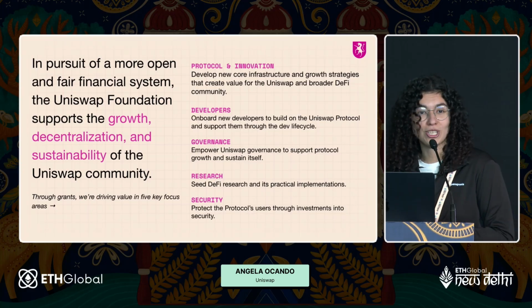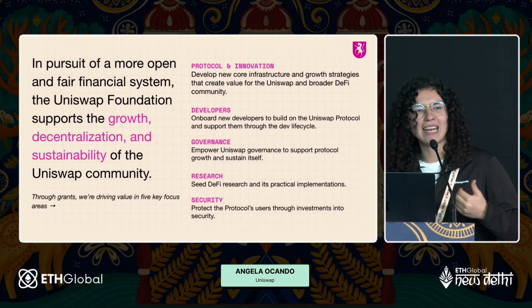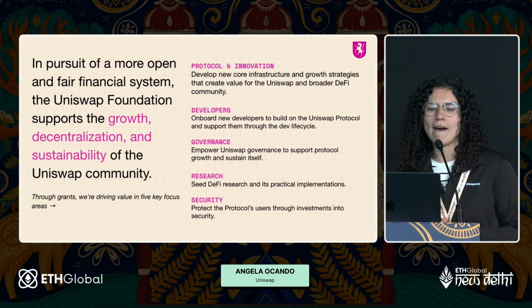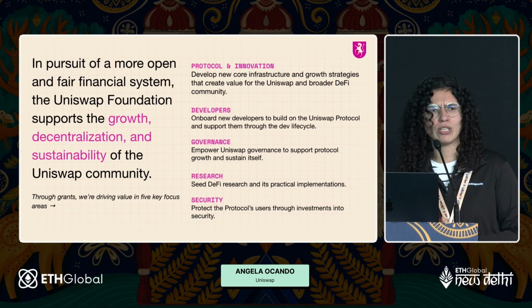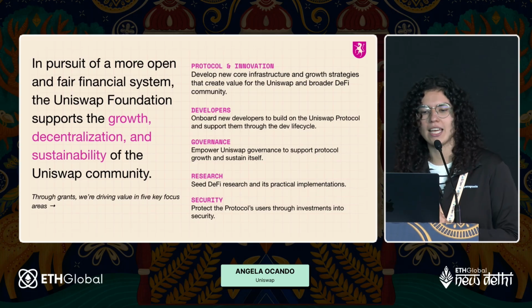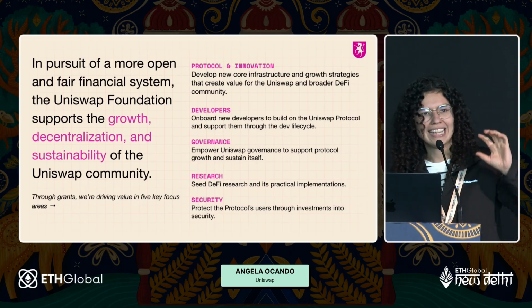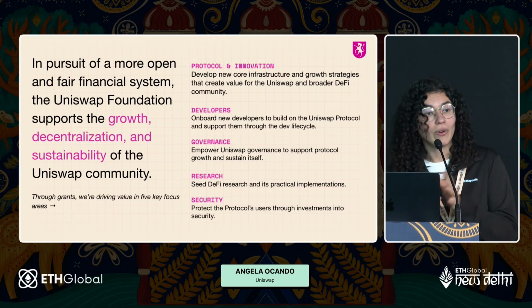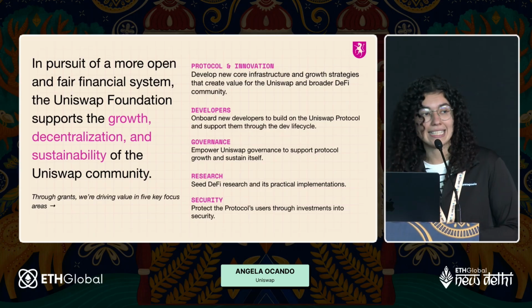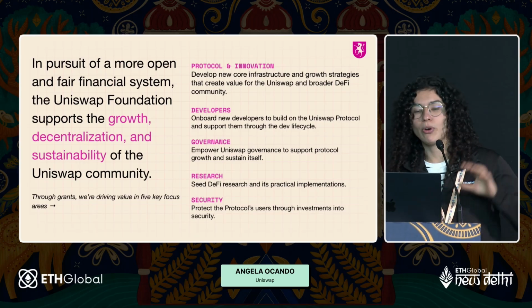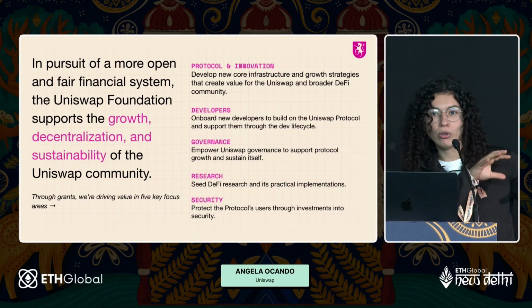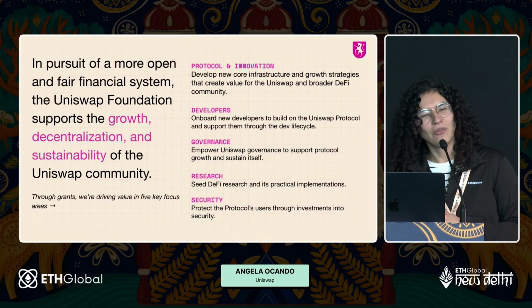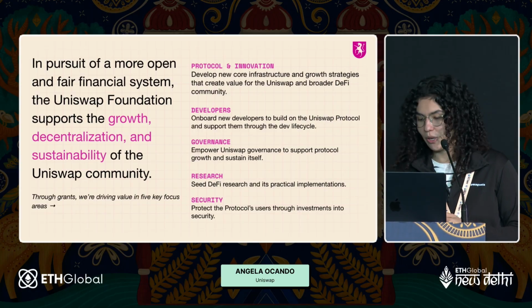Let me first introduce you to the Uniswap Foundation. My name is Ocando, and along with my colleague Dayitva, we work at the Uniswap Foundation, which basically supports the growth, decentralization, and sustainability of the Uniswap community. Through our grants and other incentives and initiatives, we support 5 key pillars: protocol and innovation, developers, we are here for sure, governance, research, and security.